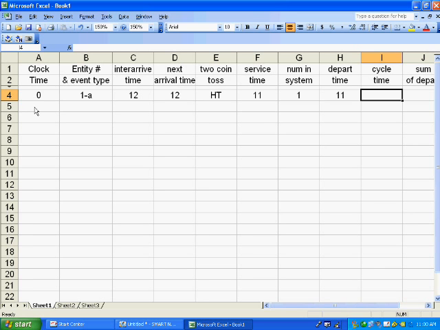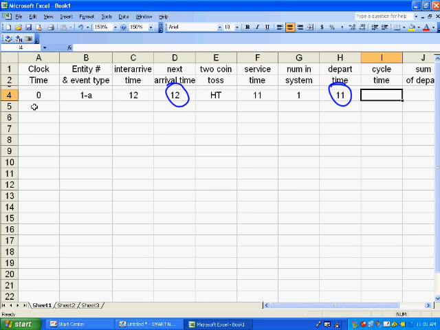Our future events are represented right here. Those are the times our future events are going to occur. So not only are we going to keep this future events list in our mind, we're going to automatically have to sort it, because what we need to do is figure out what's the next event that's going to happen. So we go through our bubble sort routine, come up with 11. That's the next departure.